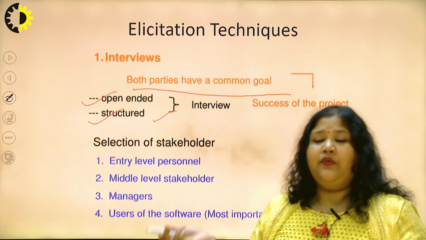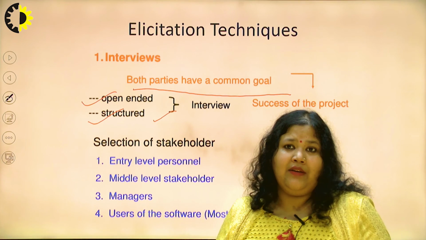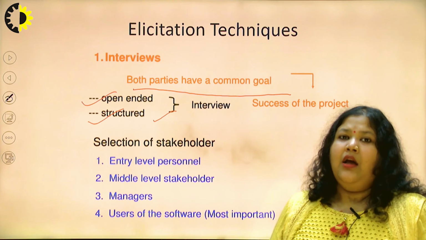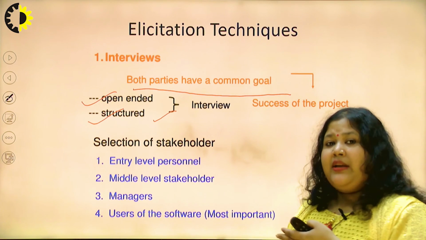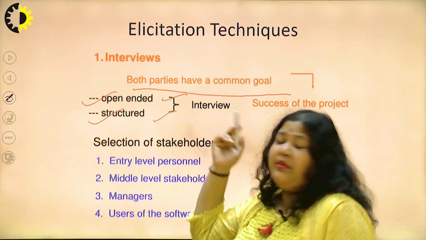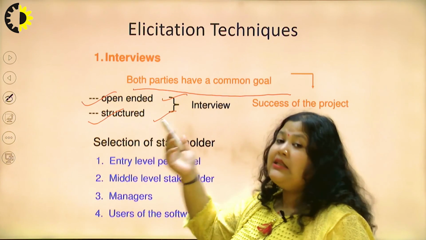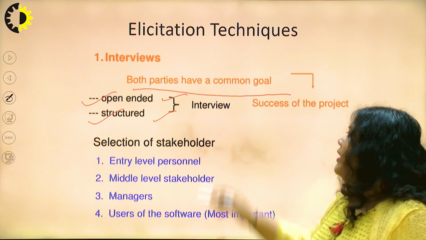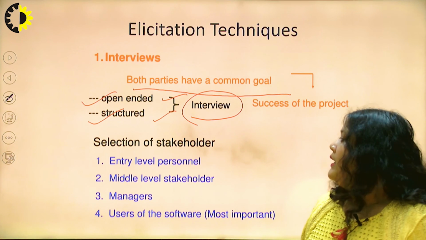asks the questions to the customer, because there is not a single customer or a single developer. There is a committee. One person asks the question, then the next person asks the question, then another person. So this is the open-ended. In open-ended, there is no rule or there is no structure. So it is unstructured. So this is the open-ended. So basically interviews are of two types: the open-ended and the structured.